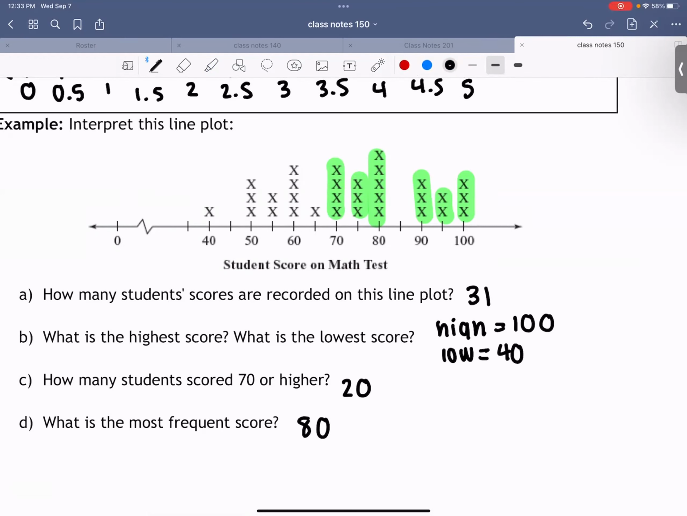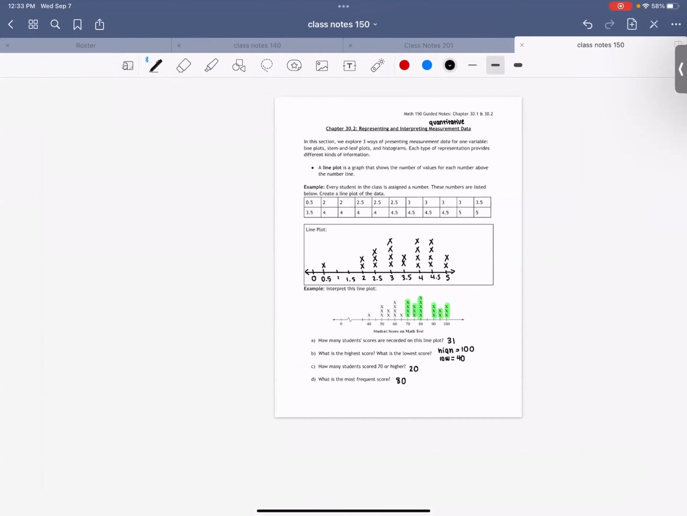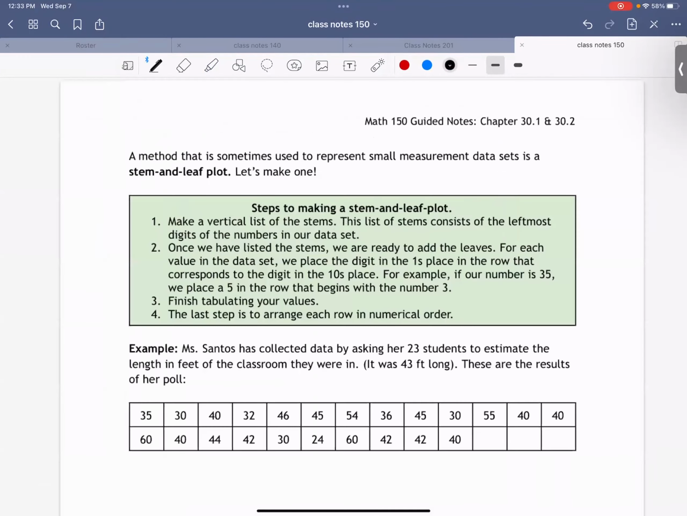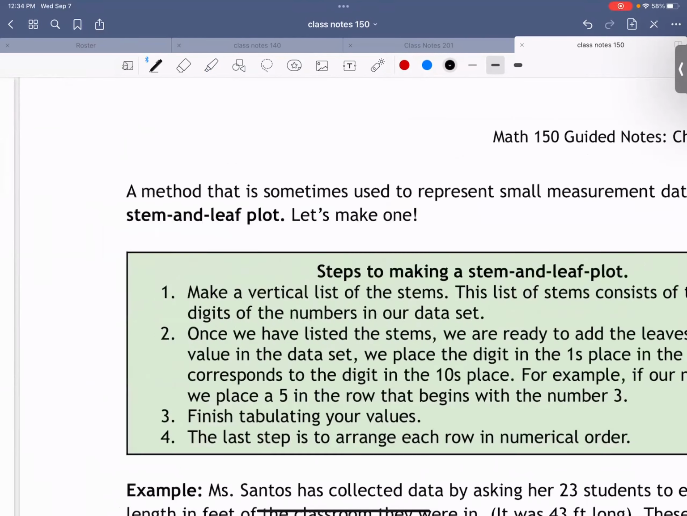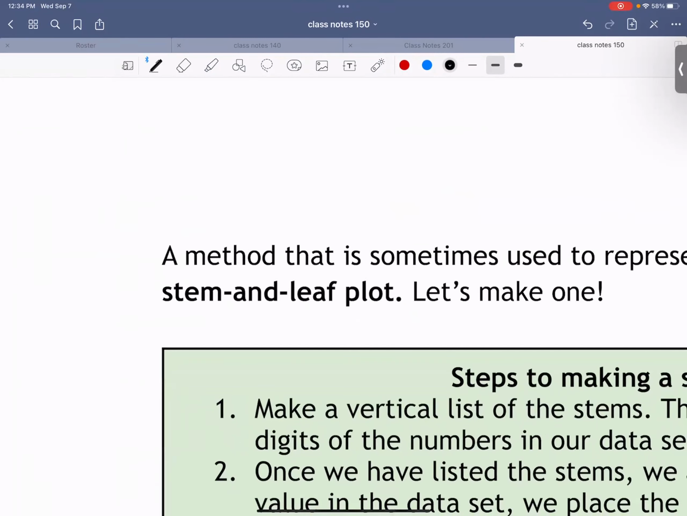Good. All right, flipping over, we're going to talk about one more type of quantitative graph, and this is called a stem and leaf plot. Anyone know what a stem and leaf plot looks like? Oh, I think I heard something. All right, I'll draw an example of what a stem and leaf plot looks like, and you'll say, okay, this is what this is.